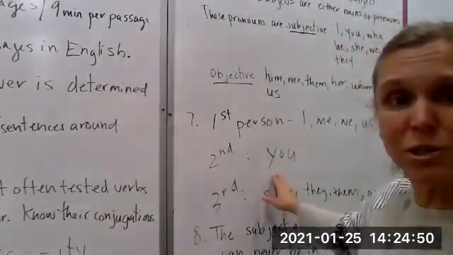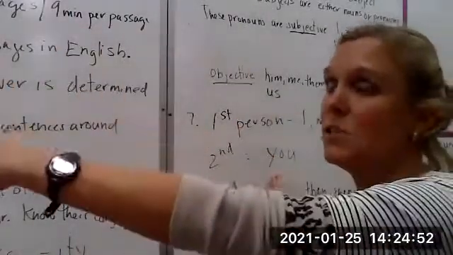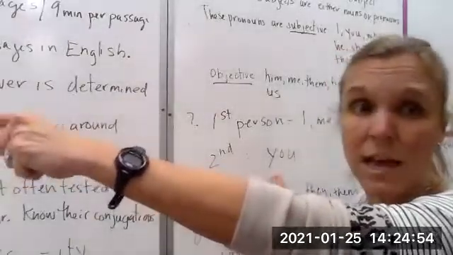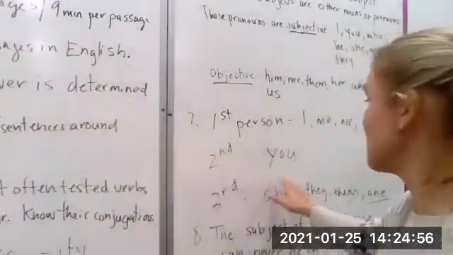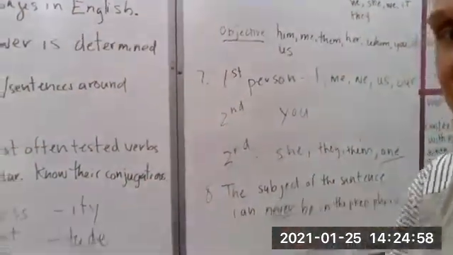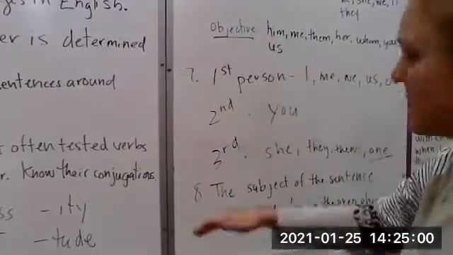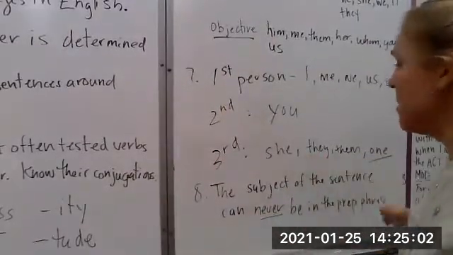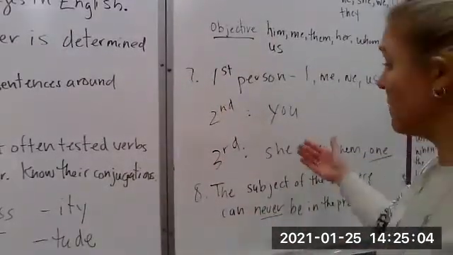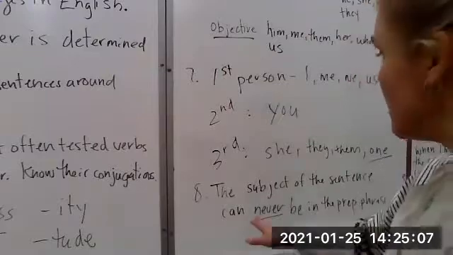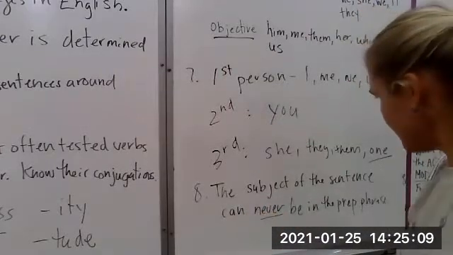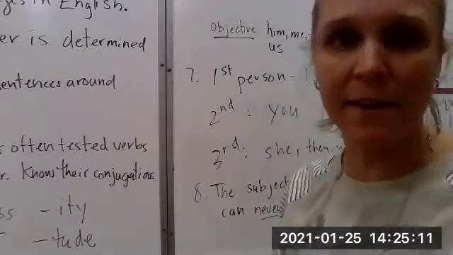Second person is always you. It's basically talking to the audience. So if you see you in it, it should be second person. In third person, the narrator is outside the action, using she, they, them. You can also use the pronoun one for third person.